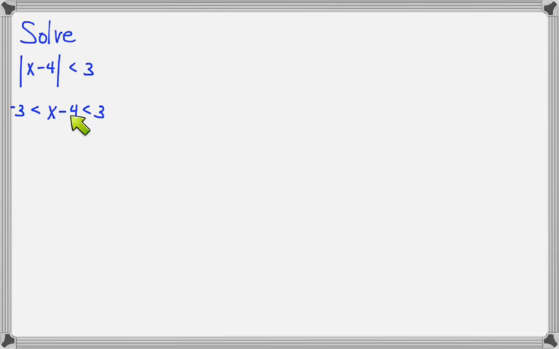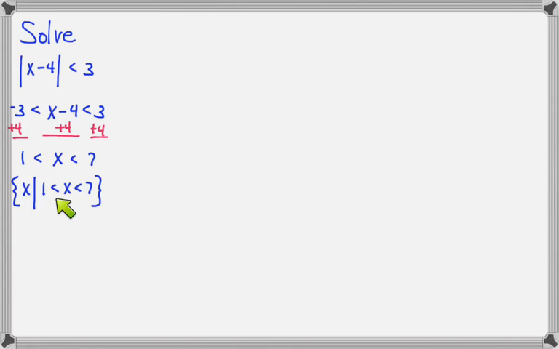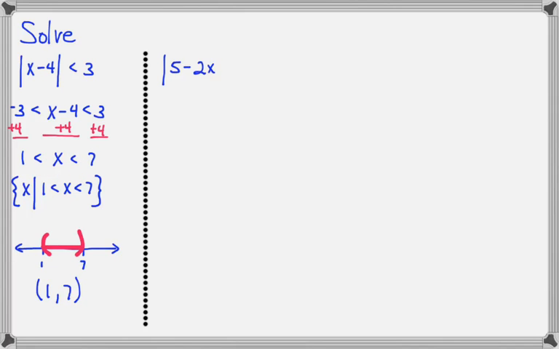Now let's solve this. So we'll add 4 to each piece. And negative 3 plus 4 is 1. And on the right side, 3 plus 4 is 7. So we find that x has to be stuck between 1 and 7. There's our set builder notation. Now, if I shade the numbers between 1 and 7 and use parentheses for both of them, then I can see that my interval should be from 1 to 7.